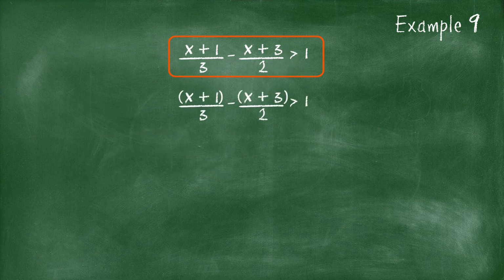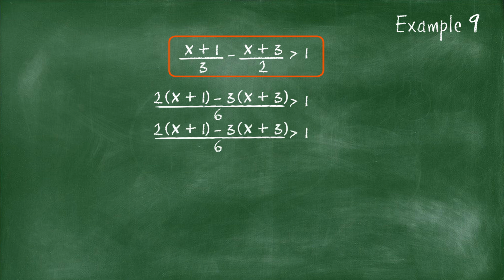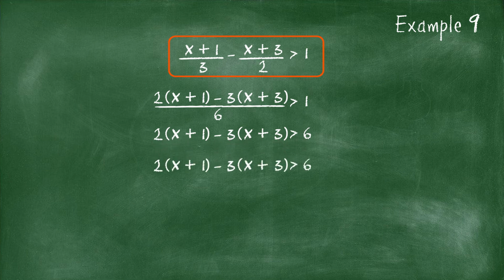So, let's combine the fractions first. We will multiply each term's denominator by the other denominator and do the same for its numerator. That makes both fractions go under a common denominator, giving us this. Then, we cross-multiply 6 over to 1 and expand the brackets on the left side, and rearrange the terms to solve for x.